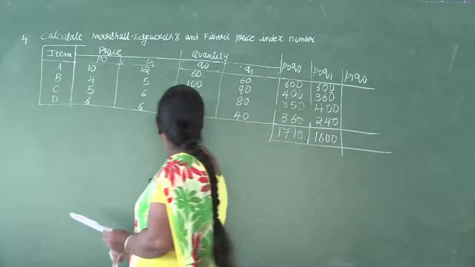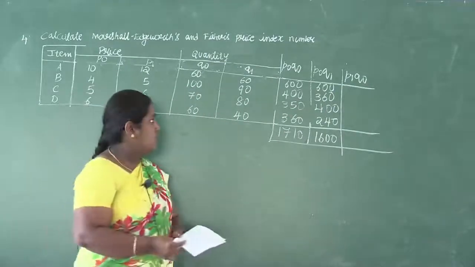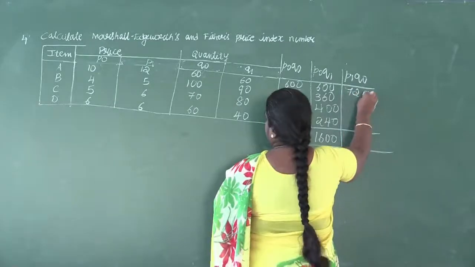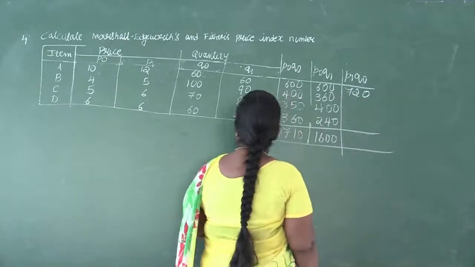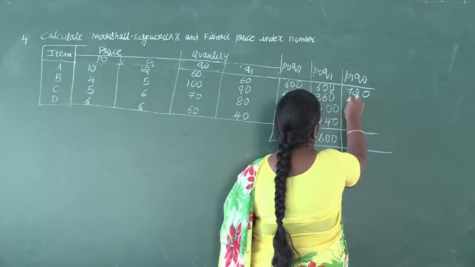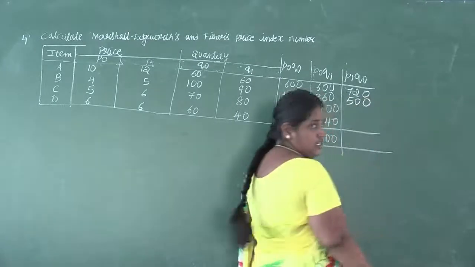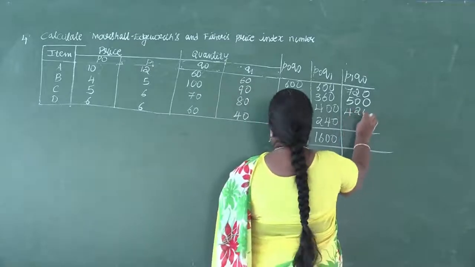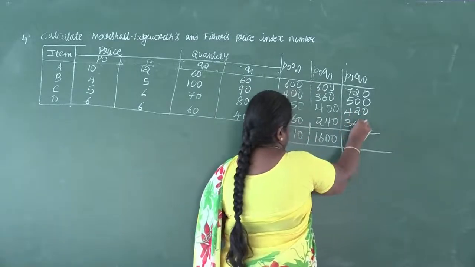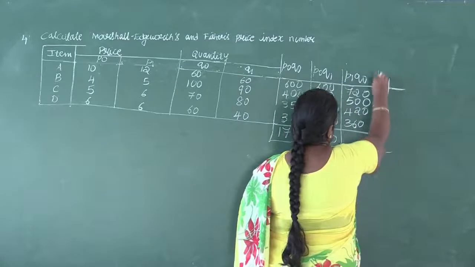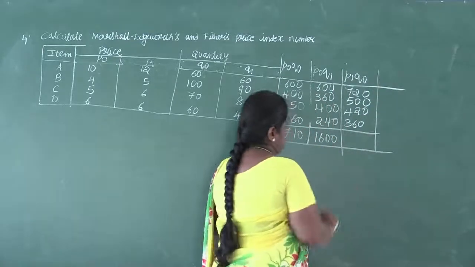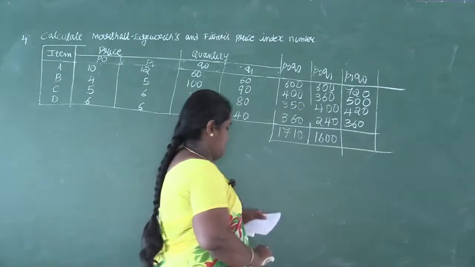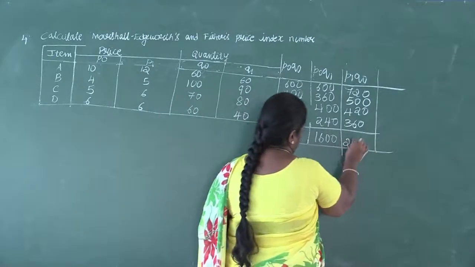Then multiply P1 and Q0. So P1 is 12 into 60. Will get 720. Then second one, 5 into 100, 500. 6 into 70, 420. Then 6 into 60, 360. Do the total of P1 Q0, that is 720, 500, 420 and 360. The total will get 2000.